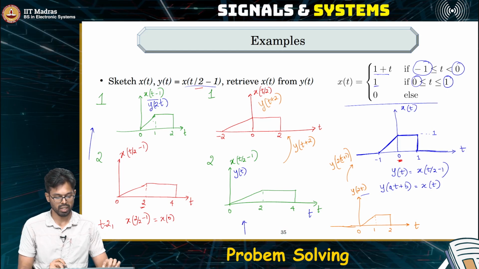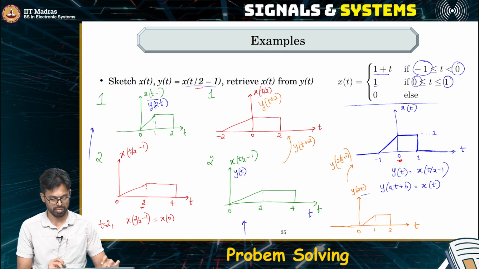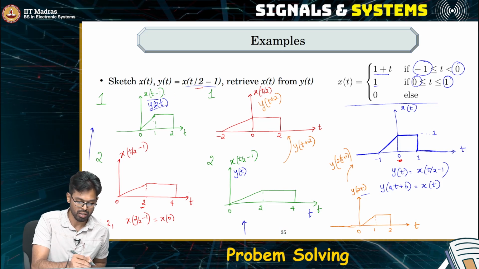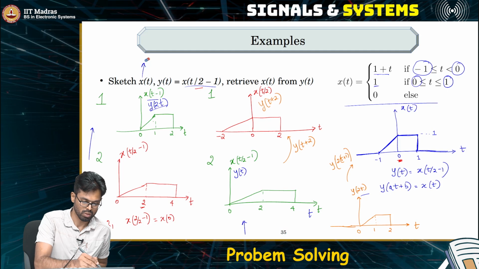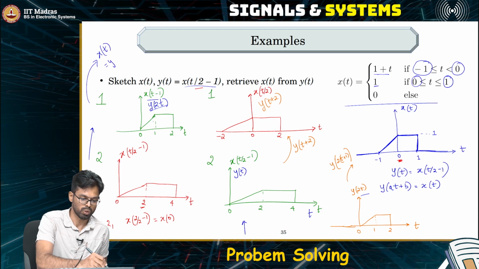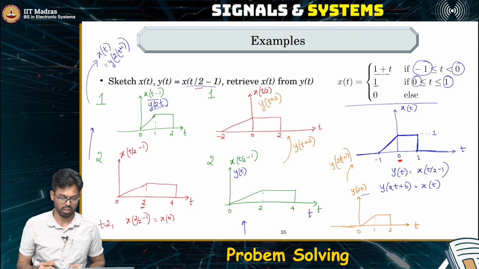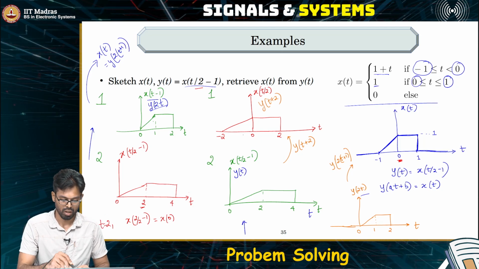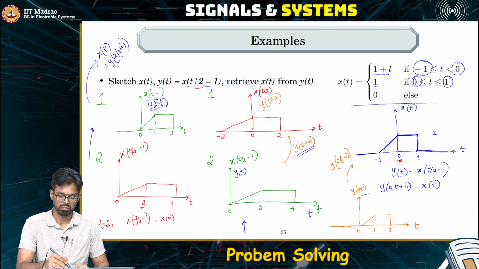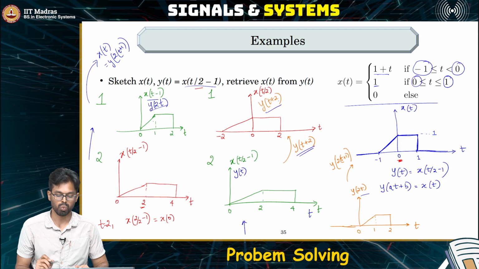Because here the scaling was the operation that was done last and that was undone first, and we got this signal. And then after that, from this signal we move to x of t, which is equal to y of 2t plus 1. The same thing here. So we did the shifting first. The last operation was shifting, that was undone, and we got y of t plus 2.